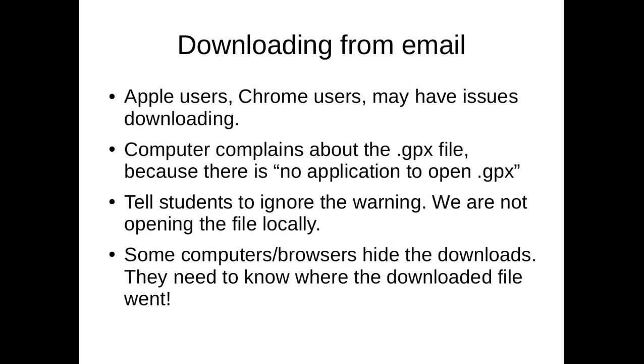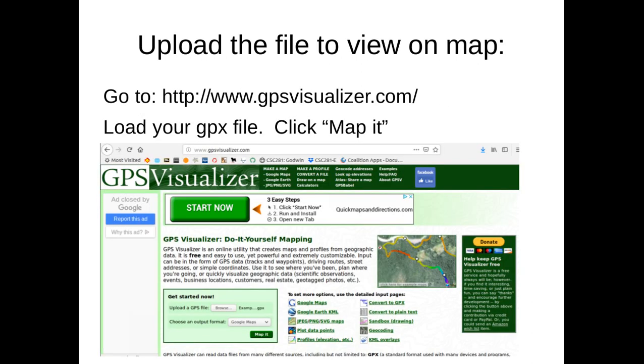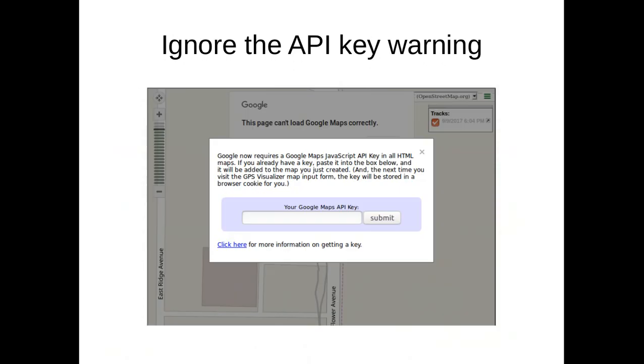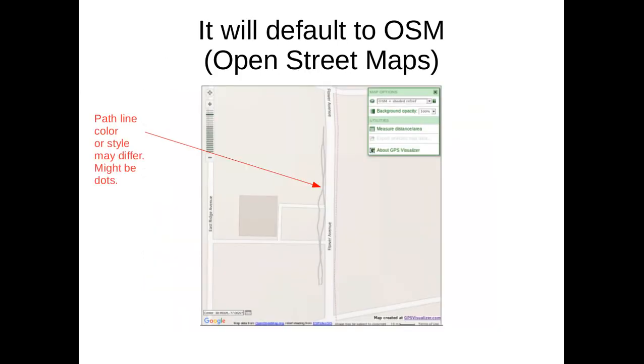Once you get past those hurdles, then everything is smooth sailing from there forward. So you upload this GPX file to the GPS visualizer site, and the first thing we're going to do is just sanity check to make sure the data were correctly collected. What you should get is first Google yelling at you, so you just ignore that API key error message, and then it will load up into OpenStreetMaps, and it will show you where you walked.